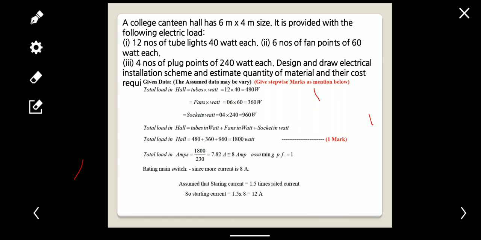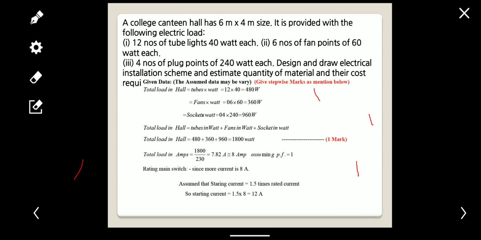So total load in hall is equal to 480 plus 360 plus 960, which is 1800 watt. Now the total load calculated in ampere. So 1800 divided by 230 is equal to 7.82, that means approximately 8 ampere. So assume the power factor is 1. Then the rating of the main switch. Since the maximum current is 8 ampere, now assuming the starting current, the starting current is equal to 1.5 times the rated current.